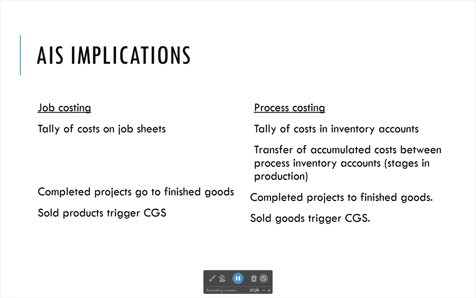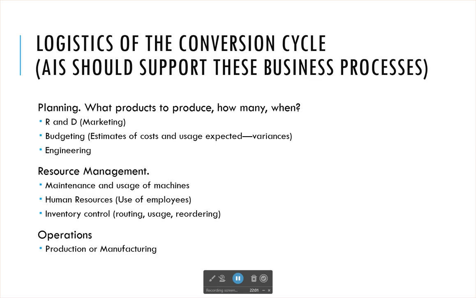And then the sold products, which will happen in this cycle or at the end of the cycle, I guess you're going into the revenue cycle, will need to trigger cost of goods sold. Whether it's job costing or process costing, it's going to have to trigger the cost of goods sold, and there is a link there into the revenue cycle. So those are some of the AIS implications that exist when we start talking about the conversion cycle.